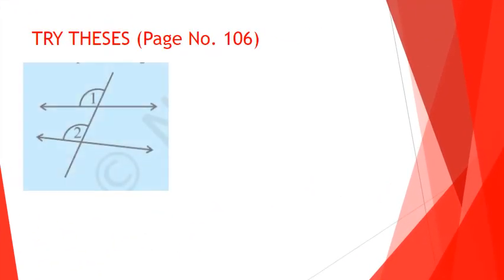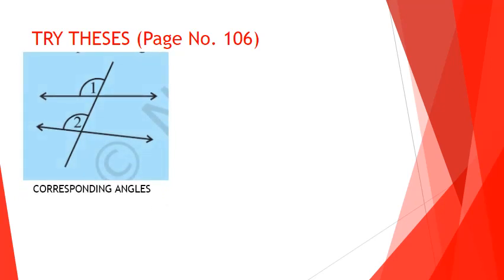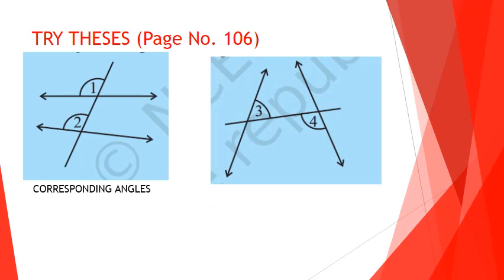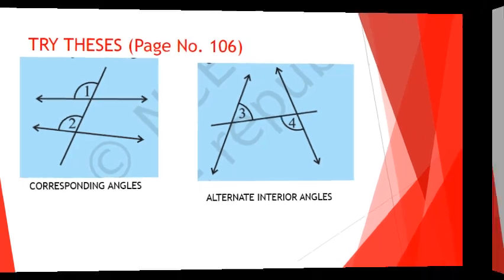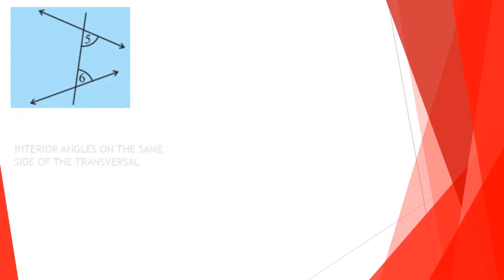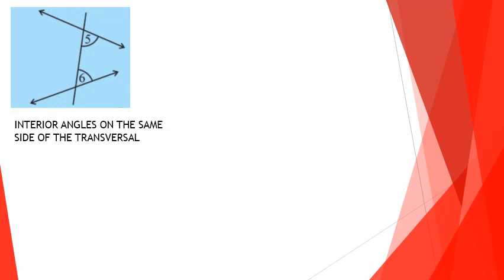Try these questions of page number 106. Which pair of angles is this one? The given angles are corresponding angles. And what about this pair of angles? These are alternate interior angles. Next one. This is interior angles on the same side of the transversal.